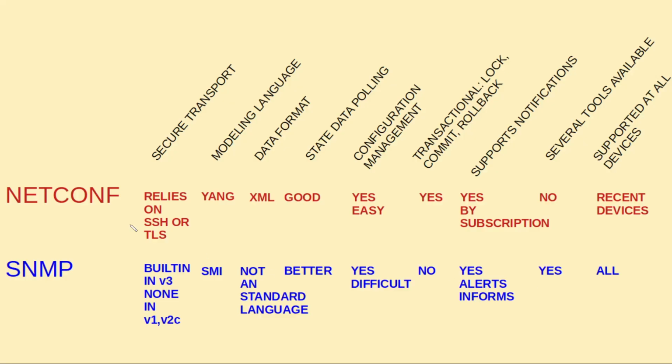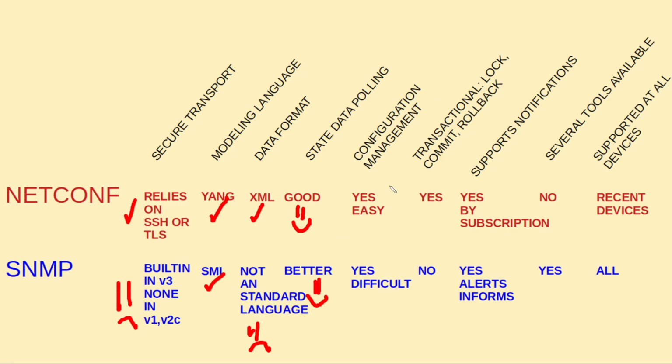Let's compare NETCONF with SNMP. Regarding the secure transport, NETCONF relies on secure shell or TLS, which is good. SNMP has only built-in security in version 3, none in version 1 or 2C. Regarding the modeling language, NETCONF uses Yang and SNMP uses SMI. Both are standards publicly available out there. Regarding the data format to exchange information, NETCONF uses a standard language such as XML. SNMP does not. Regarding state data polling, we have been doing that for SNMP for decades, so it is good, and with NETCONF it is good as well.